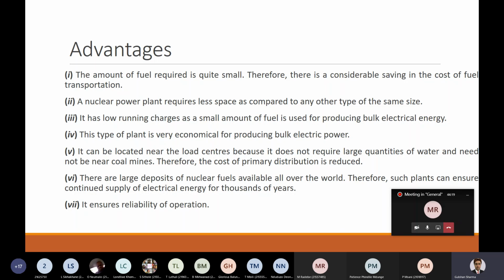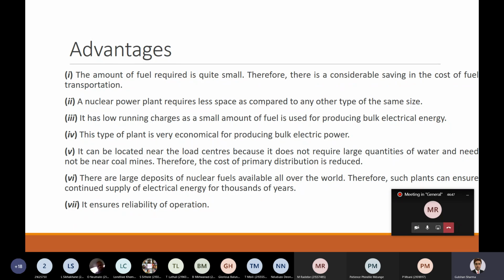Okay, but if we talk about the nuclear power plant, now you see that in the nuclear power plant, we will be using uranium 235 or thorium. The main concern is that, I want to make it very clear to you, the working of your nuclear power plant is very similar to your thermal power plant. The only difference is regarding the fuel used.